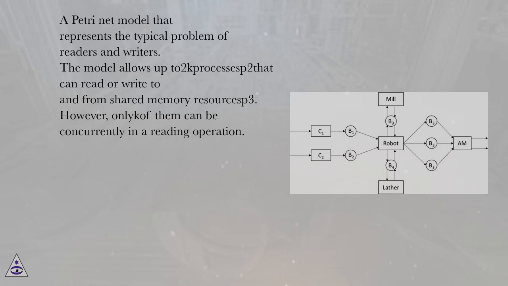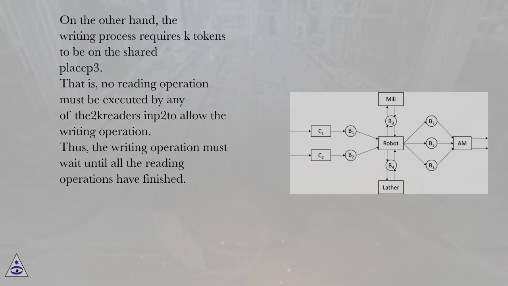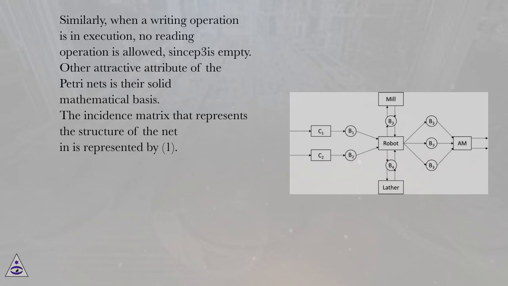However, all of them can be concurrently in a reading operation. On the other hand, the writing process requires K tokens to be on the shared place P3. That is, no reading operation must be executed by any of the 2K processes in P2 to allow the writing operation. Thus, the writing operation must wait until all the reading operations have finished. Similarly, when a writing operation is in execution, no reading operation is allowed, since P3 is empty.